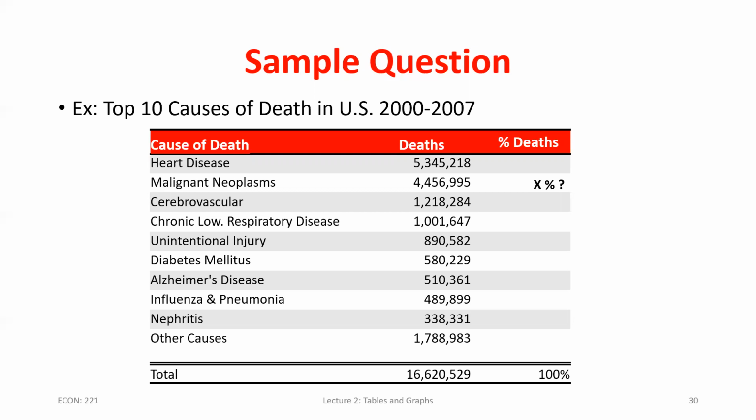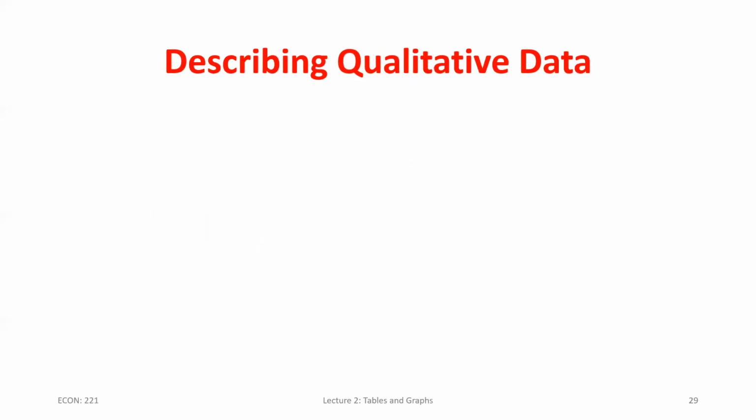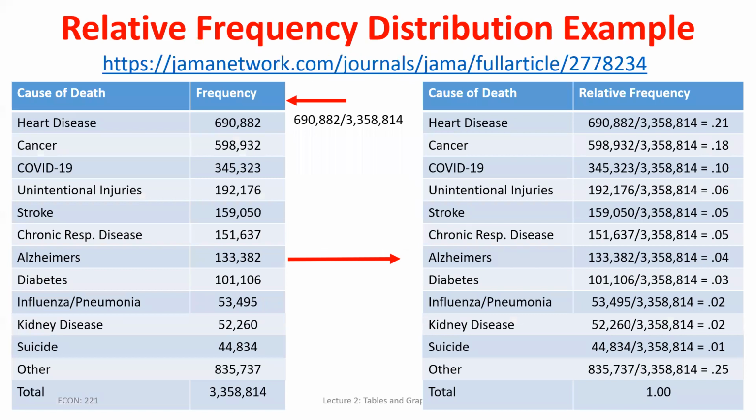If I gave you this frequency distribution, for an older time period, with the leading causes of death, how would I come up with my percent frequency for malignant neoplasms, which is essentially cancer? I would take that frequency of about 4.4 million, then do what? I want to turn this into a percent frequency. I first need to get a relative frequency. How do I do that?